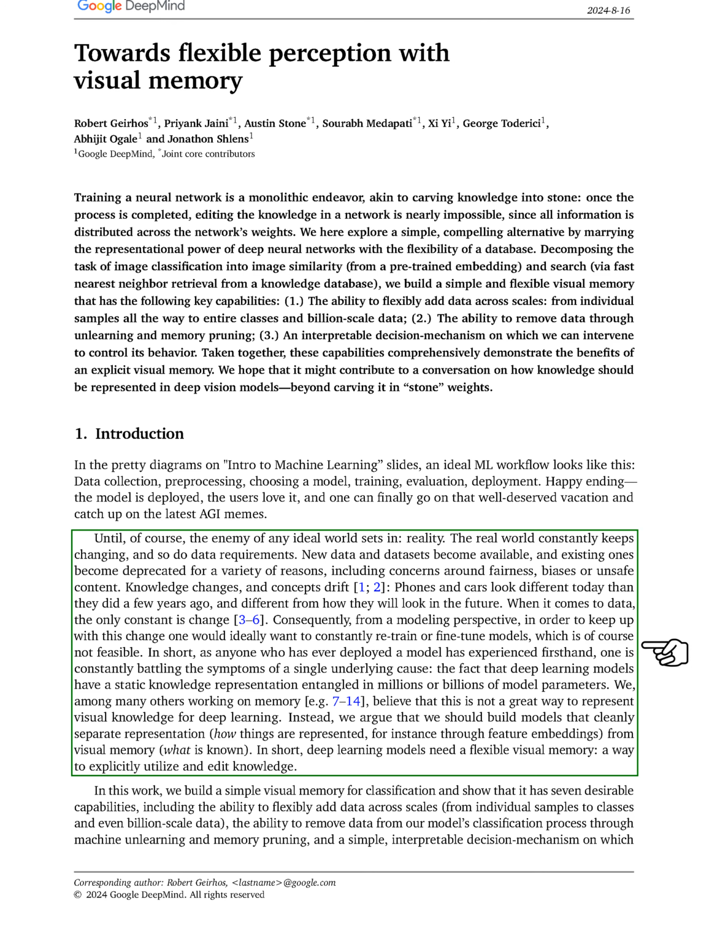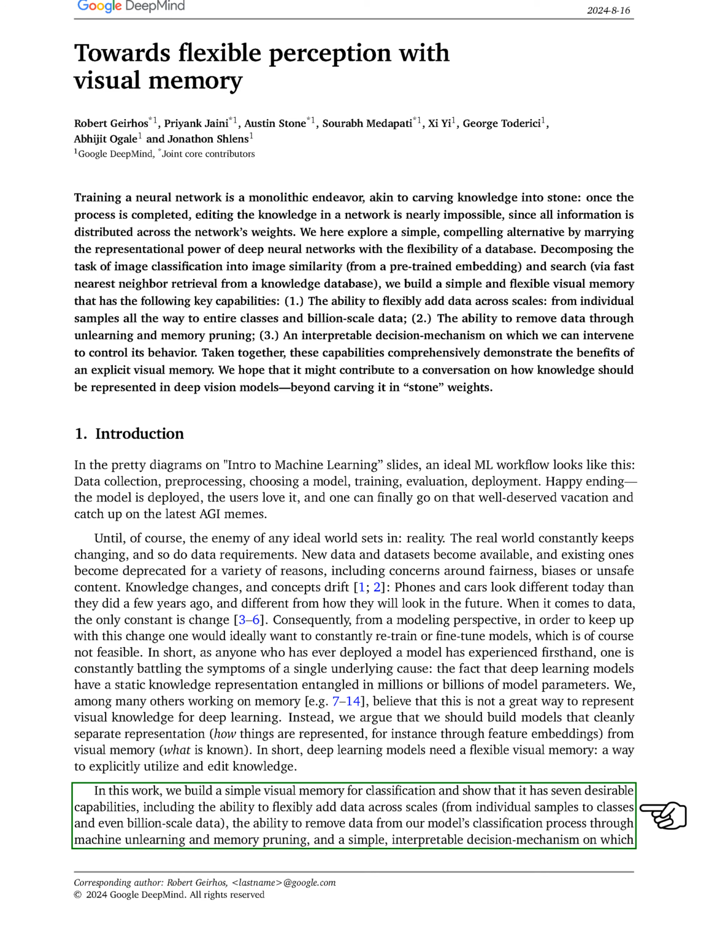is not practical. Those of us who have deployed models understand that we face ongoing challenges stemming from the static nature of deep learning models, which are tied to vast numbers of parameters. We believe that a better approach to representing visual knowledge in deep learning is to create models that clearly distinguish between representation, how we depict information, and visual memory, what we actually know. We propose that deep learning models should incorporate a flexible visual memory that allows for explicit knowledge utilization and modification.